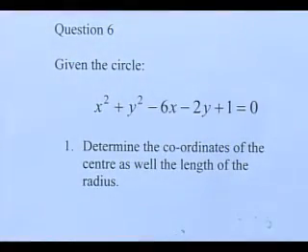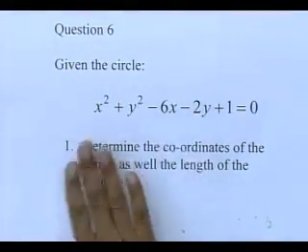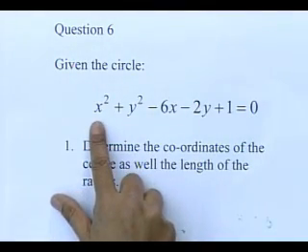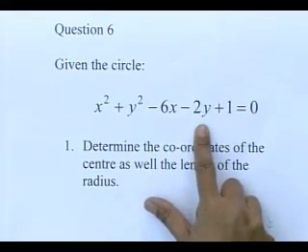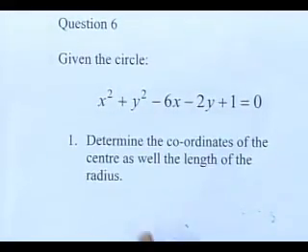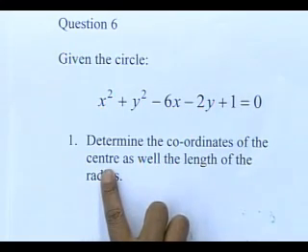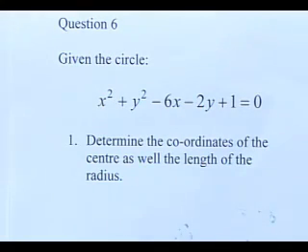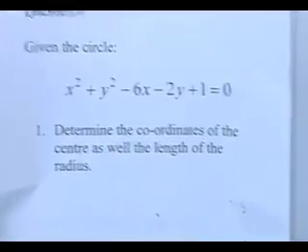And question 6 gives me this question. It says, given the circle, pencils out, everybody with me, given the circle x squared plus y squared minus 6x minus 2y plus 1 is equal to 0. The first question says, determine the coordinates of the center as well as the length of the radius.